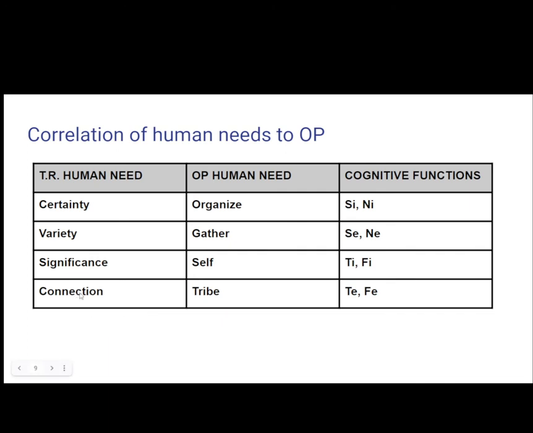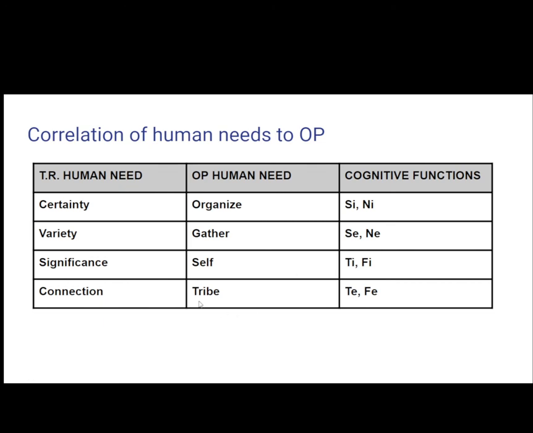And then there's connection. This is called tribe in objective personality. So this corresponds to TE and FE. So with TE, it's focused on the tribe's reasons, the tribe's logic, what works for people. How can we make this work for everybody would be what TE would be doing. FE looks at the tribe's values. What does the tribe value? What does the tribe think is important?